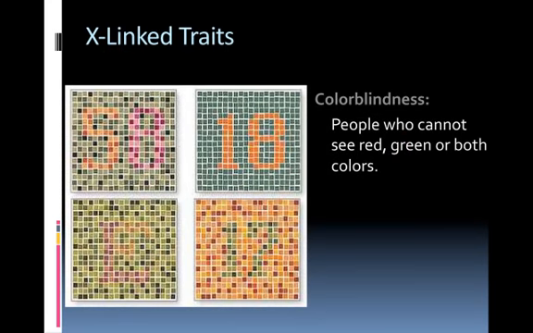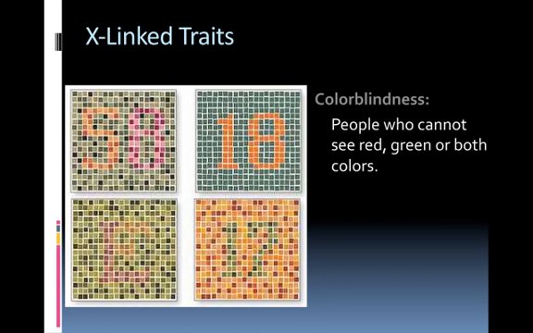The last example of X-linked traits would be color blindness. And so in this sort of collage, you'll see those 4 numbers. Anyone who is colorblind in red or green or other variations, they would not see all of these numbers. So from upper left, there is a 58. Upper right is an 18. Lower left would be a 2. And then the lower right would be a 17. So this would be a quick way to know if you are colorblind.